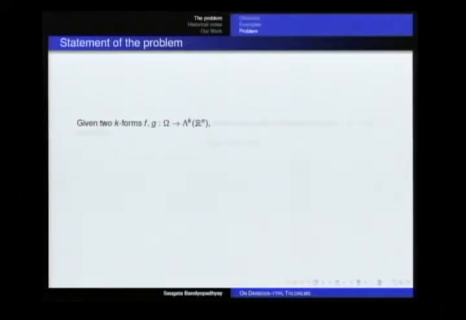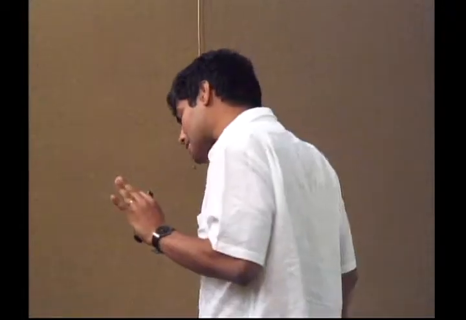In general, we ask the following question: given two forms f, g that are defined on omega, does there exist a diffeomorphism phi of the domain omega such that phi star g is equal to f in omega? If there exists such a diffeomorphism, we say that f, g are equivalent. Geometrically, all that it means is that f, g are identical up to a change of coordinates.